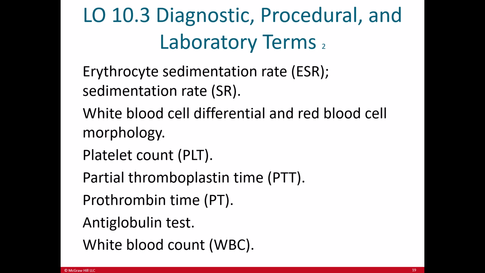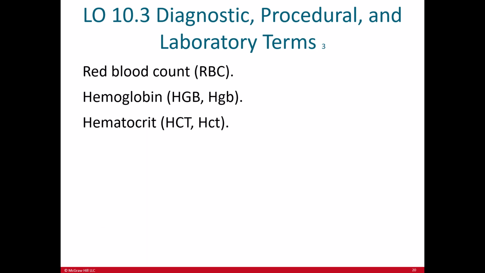You also see prothrombin time, which is known as PT, antiglobulin test, white blood cell count known as a WBC, red blood cell count as a RBC, hemoglobin, which is HGB, or you'll see it with a capital H lower case GB, hematocrit, HCT, you can see it in both ways as well.